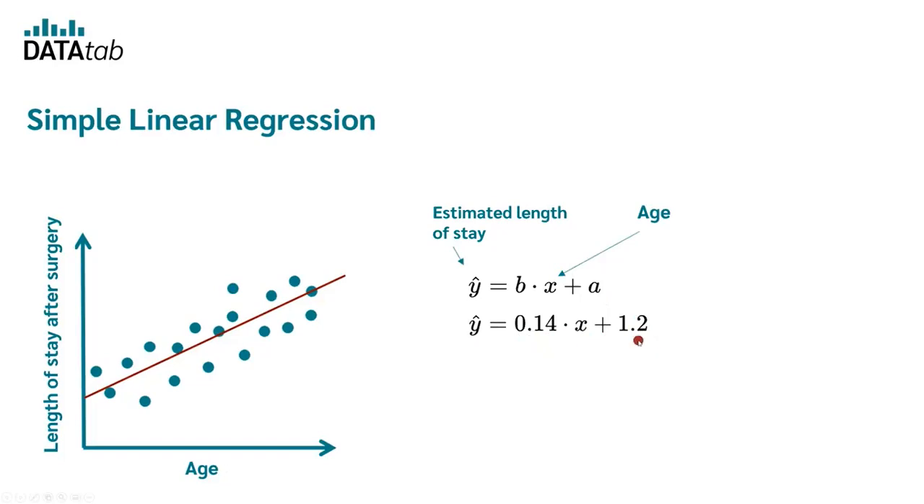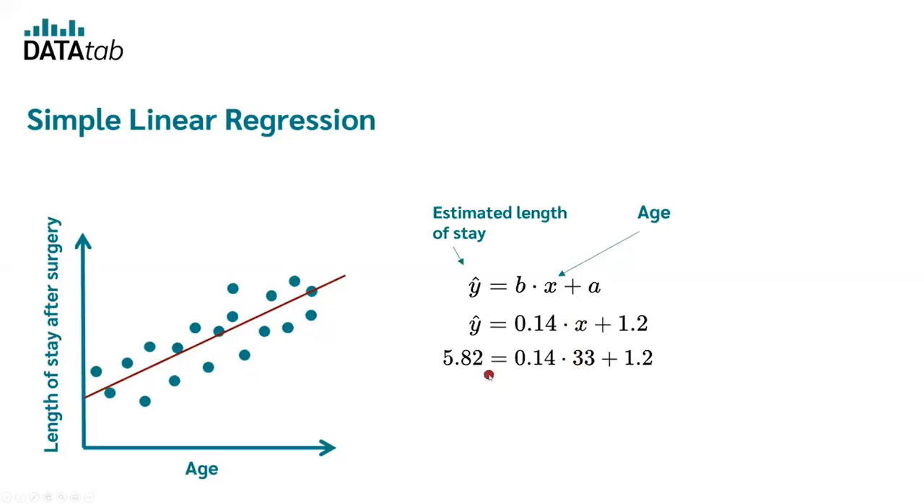This is now our model, which helps us to estimate the length of stay after surgery based on the age of people. Now let's say a person who is 33 years old is registered for a surgery. Then we would put 33 for X.